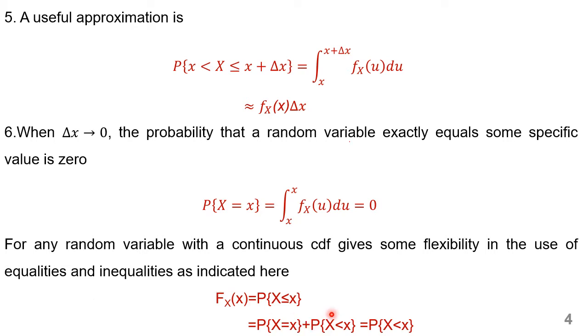For any random variable with a continuous CDF, we have some flexibility in the use of equality and inequality, as indicated here. The CDF F_X(x) is equal to the probability of X less than or equal to x, which is equal to the probability of X equal to x plus the probability of X less than x. That is equal to the probability of X less than x.